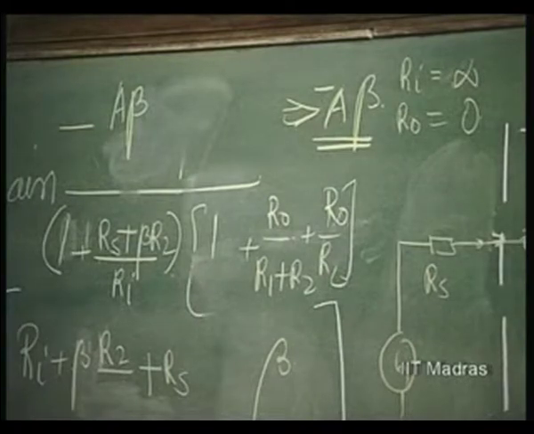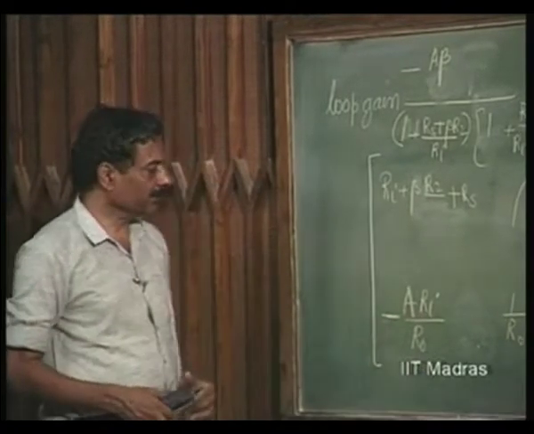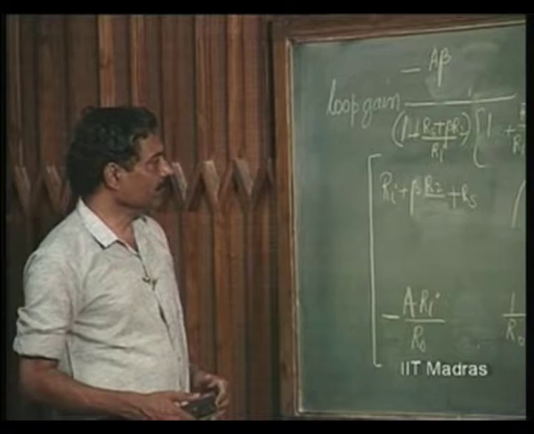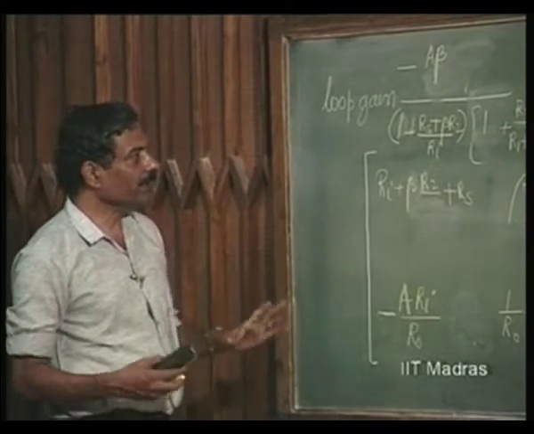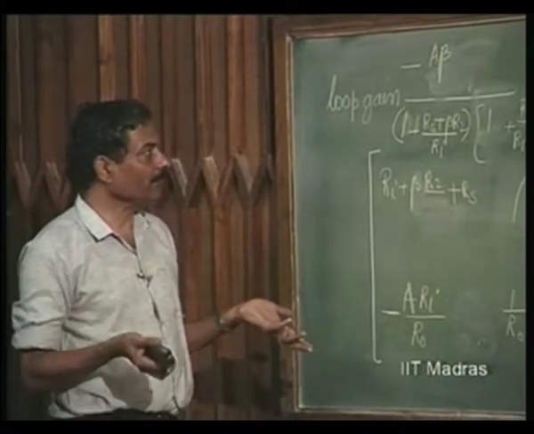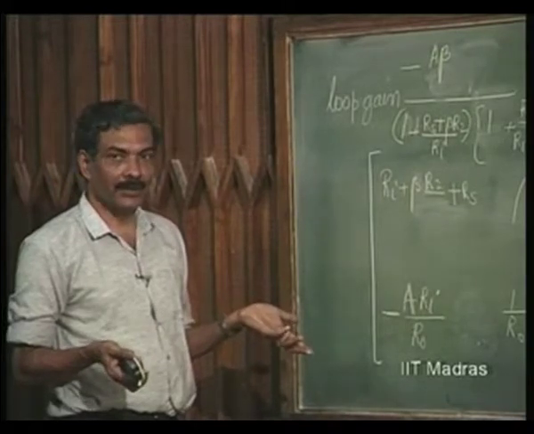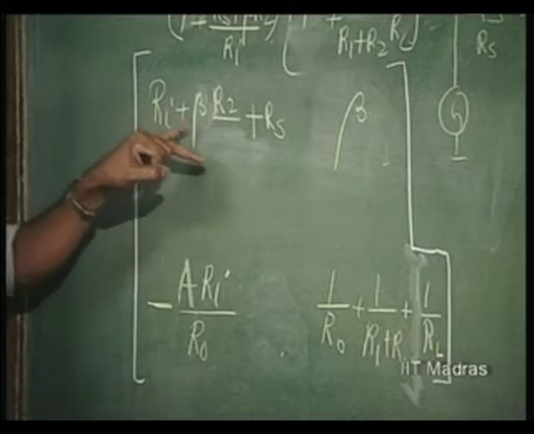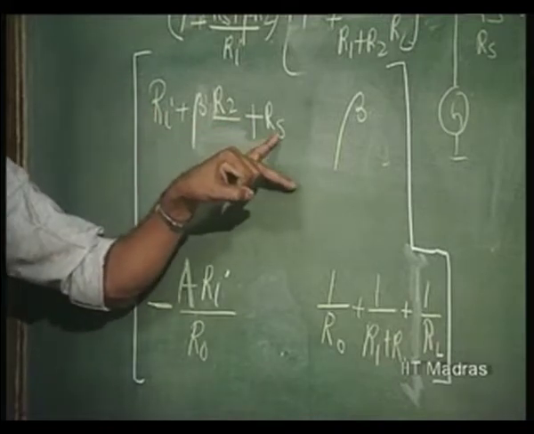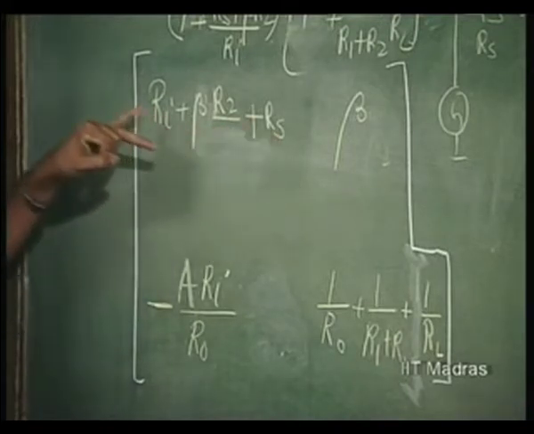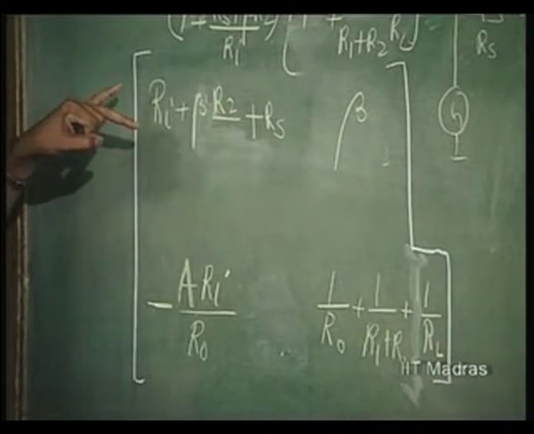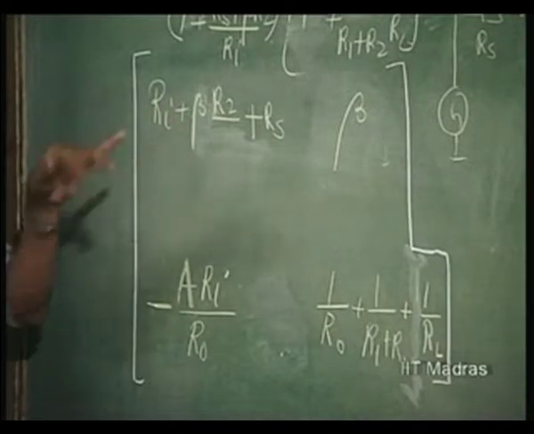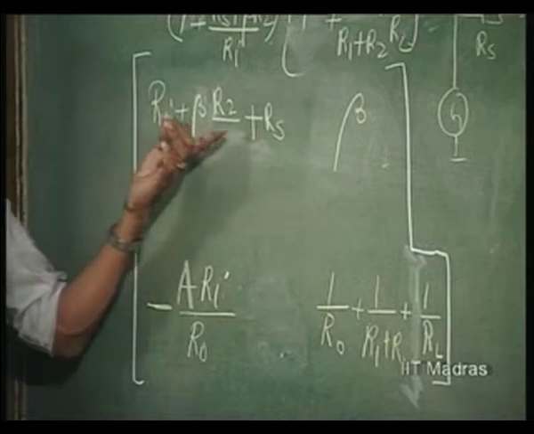what is the input impedance? What is the forward transfer parameter? Okay. All these things we can now determine. First, let us find out the input impedance. You see, input impedance is going to increase over and above what? The original input impedance. Okay. The original input impedance is Ri plus beta R2 plus Rs. Okay. And the present input impedance will be 1 plus loop gain times the original impedance.